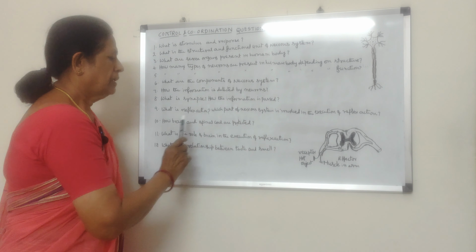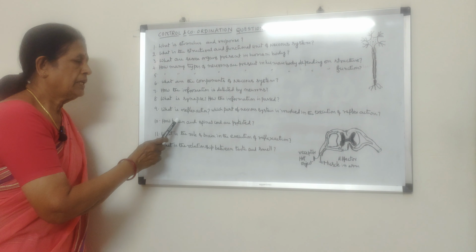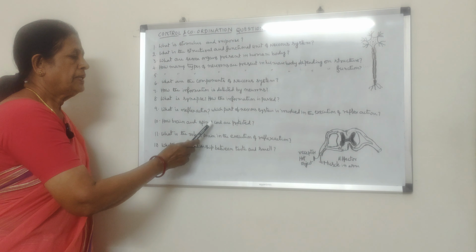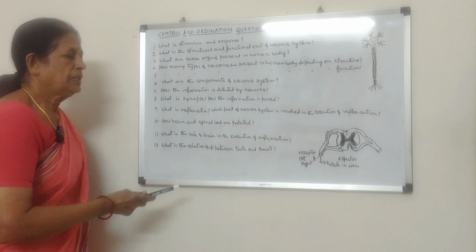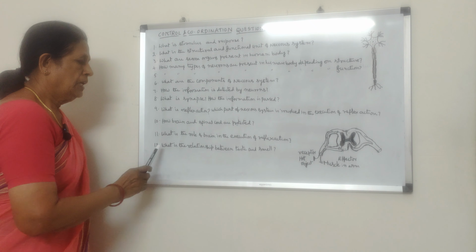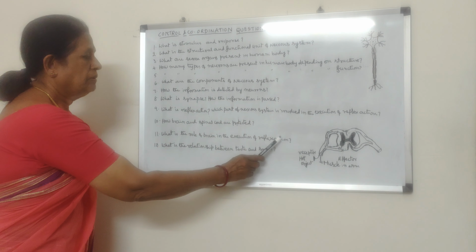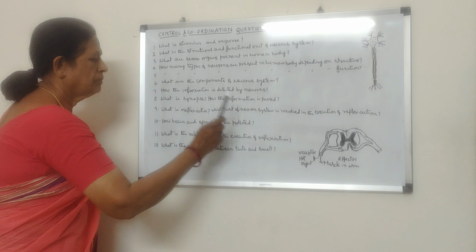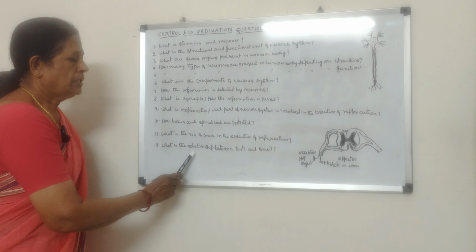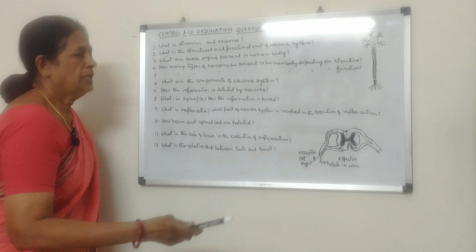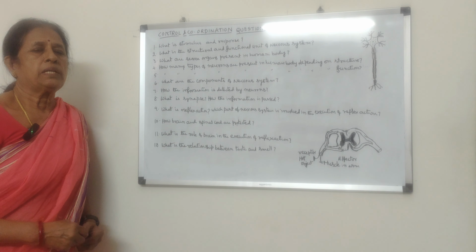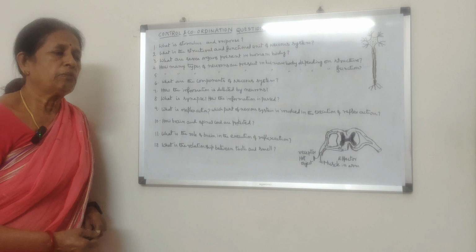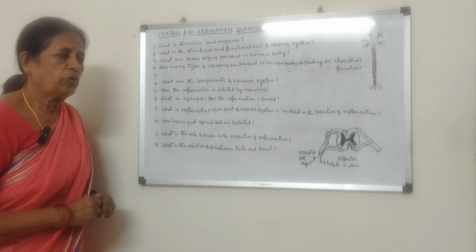How are brain and spinal cord protected? Brain is protected by cranium, three meninges, and cerebrospinal fluid. Spinal cord is protected by vertebral column and cerebrospinal fluid. And what is the role of brain in the execution of reflex action? Brain has no role in the execution of reflex action. What is the relationship between taste and smell? So taste and smell are very closely linked. That means by means of smell we can identify the type of food.